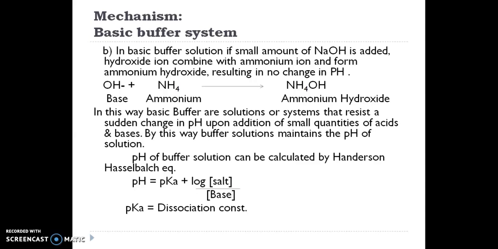And the pH of buffer solution can be calculated by one equation, that is known as Henderson-Hasselbalch equation, and that equation is pH equals pK plus log of concentration of salt divided by concentration of acid. pK is nothing but the dissociation constant.